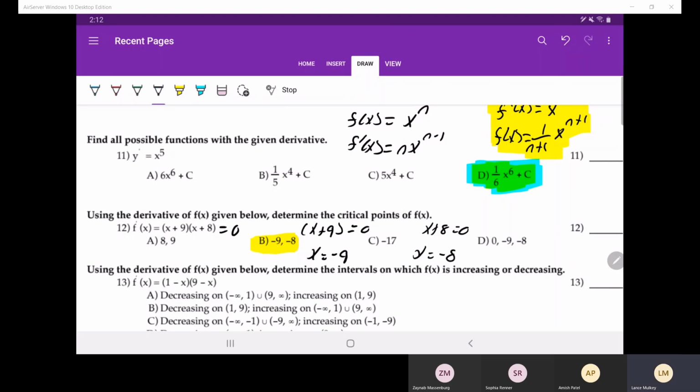When it says determine critical points, you're supposed to have the version of the function, find the derivative, and then plug in these points to find the y coordinate. But he's taking it easy on y'all, I guess, because y'all have limited time.